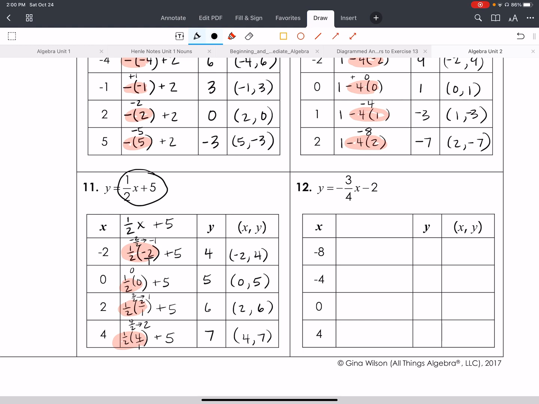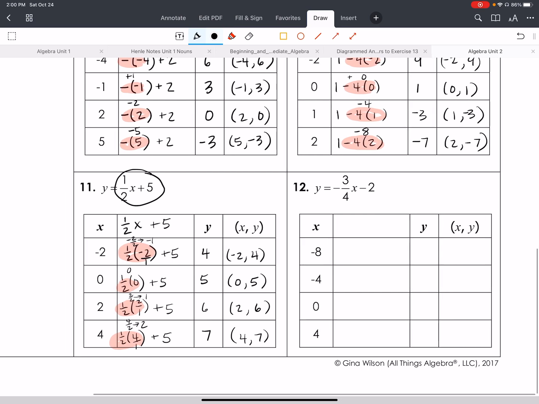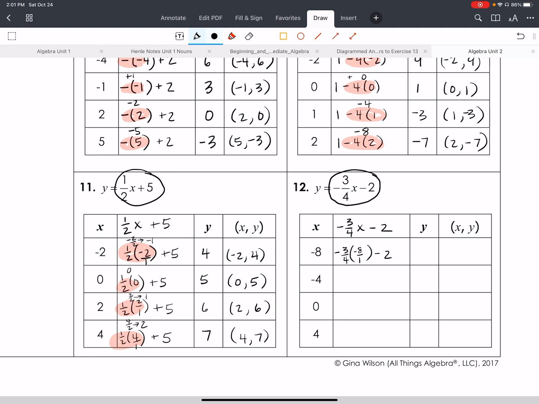Let's do that with a slightly more difficult fraction, and one that's negative to boot. So this is my function rule up here. I'm going to put it in my process column to help me figure out how to get my outputs. So I'm going to have to multiply my input by -3/4, and then I'm going to subtract 2. So taking out that input variable x, I'm going to replace it with -8, and I'm going to write it as -8 over 1 to help me with the multiplication, and then I have to subtract 2.